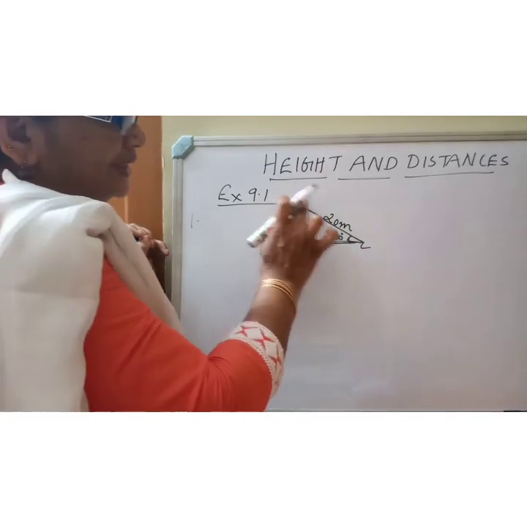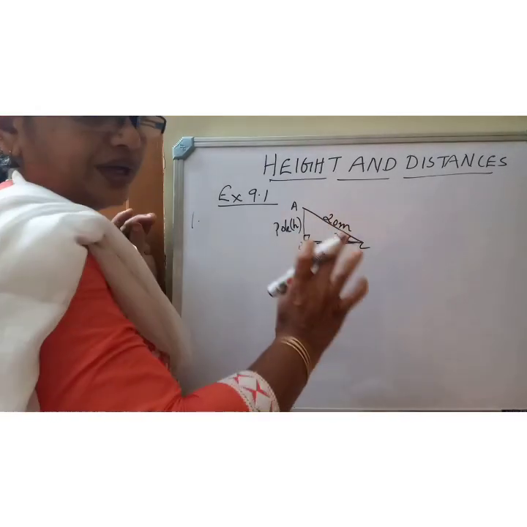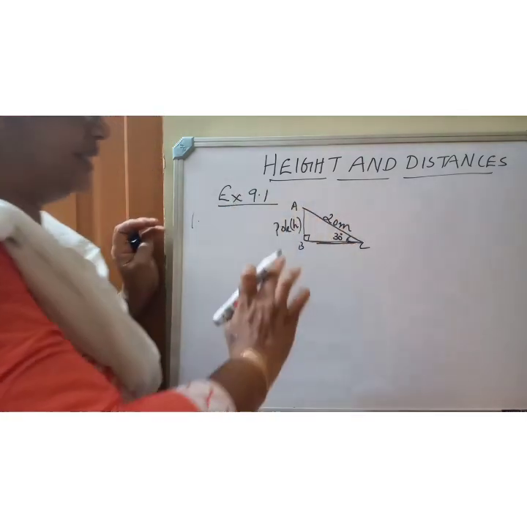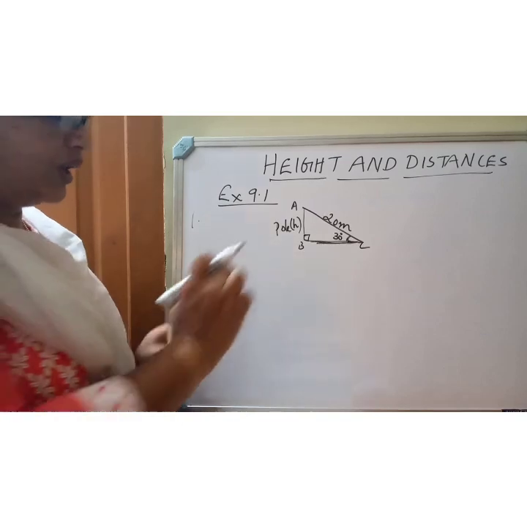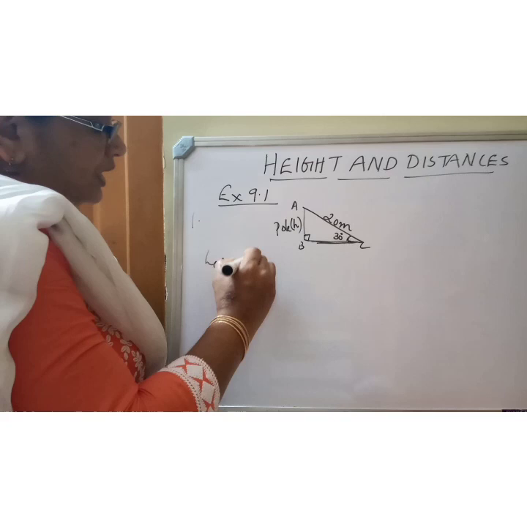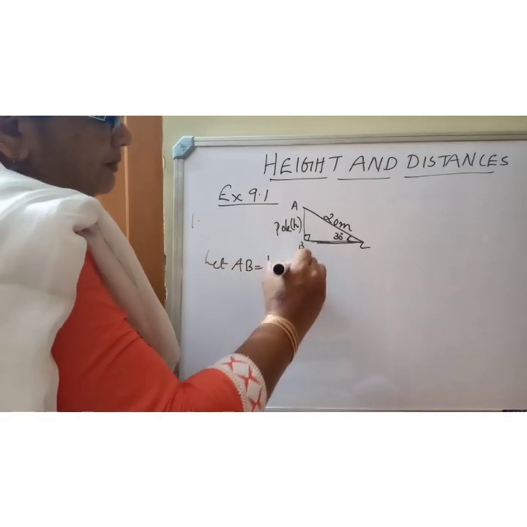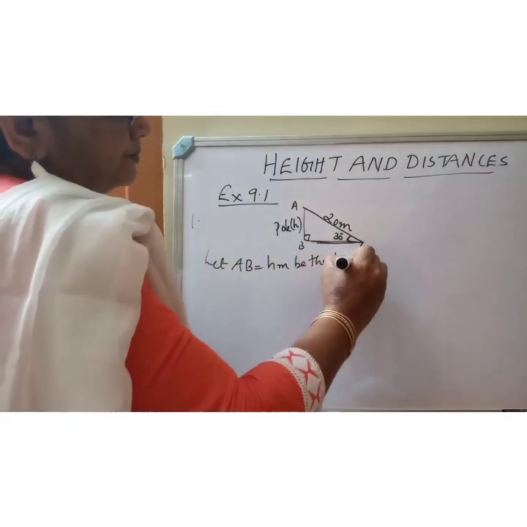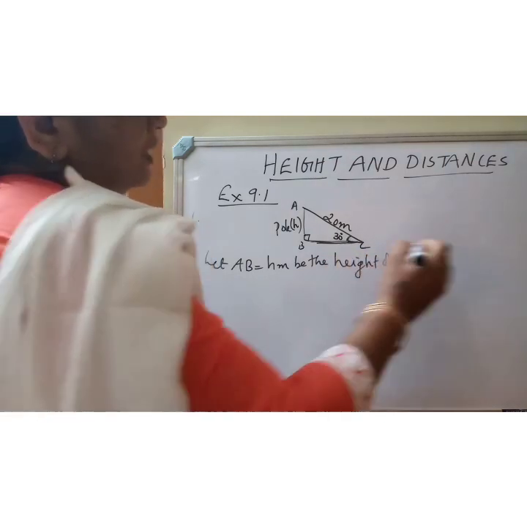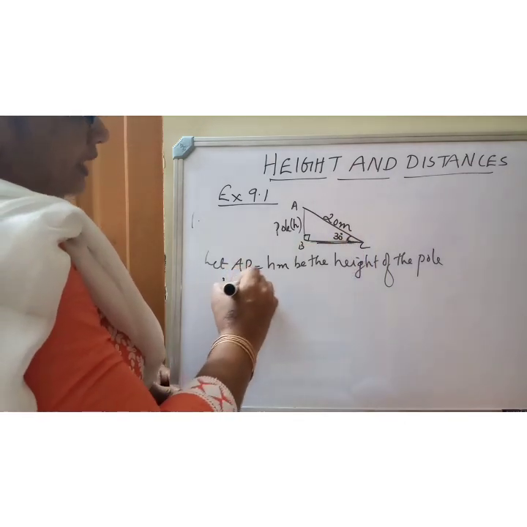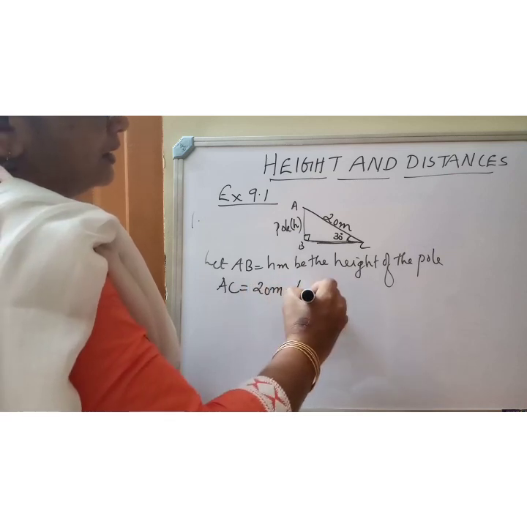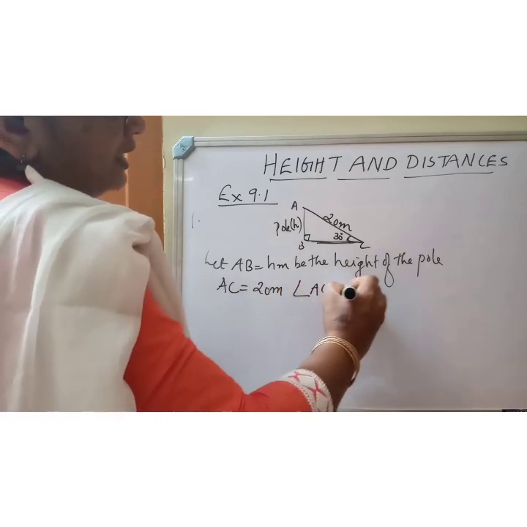This is the line of sight and this is the horizontal line. The angle between this line of sight and the horizontal is given as 30 degree. This is our diagram. They ask you to find the measure of AB. So, children, let AB equal to h meter be the height of the pole, and AC, the length of the rope, is given as 20 meter, and angle ACB is 30 degree.